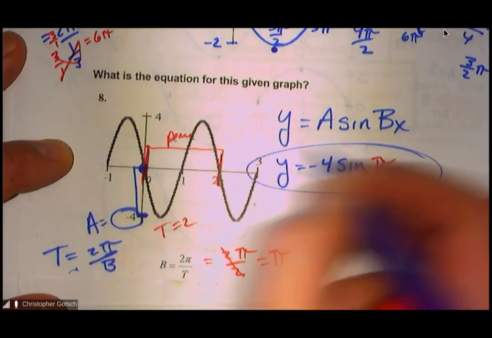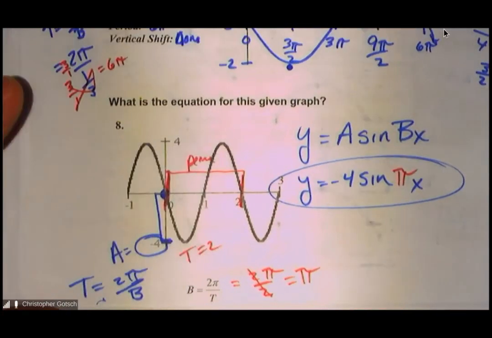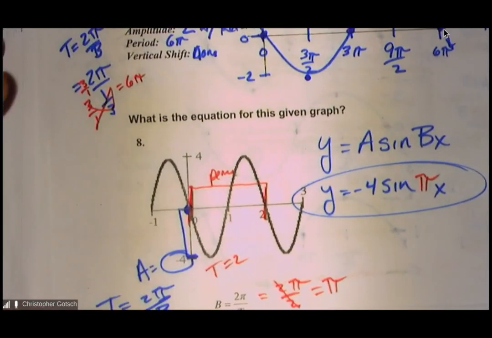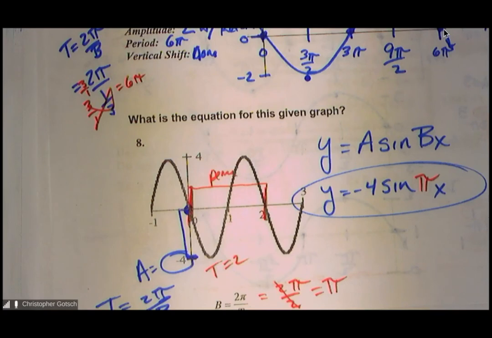And there you go. So there's going to be 2 things you have to figure out. I think all the ones I've given you are sine, and then you got to figure out what's your A value. If it goes down, it's negative. If it goes up, it's positive. And then you got to figure out your B value. Just take 2 pi divide by your period, and you should get B.